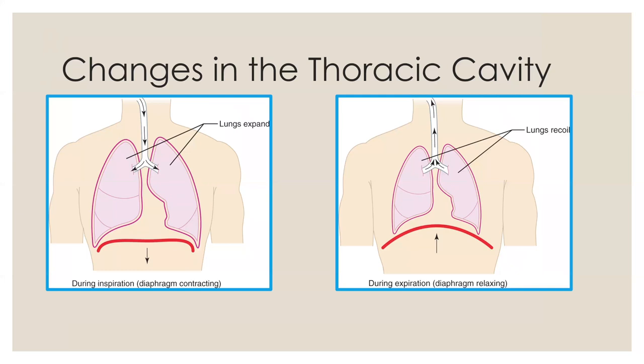Then also changes in the thoracic cavity, as you can see during inspiration. Breathing in, your lungs are going to expand and the diaphragm is going to go down. And then when you're breathing out during expiration, your lungs are going to get a little smaller. They're going to recoil. And then the diaphragm is going to rise up and push that air out of your mouth or nose, and you can breathe it out.